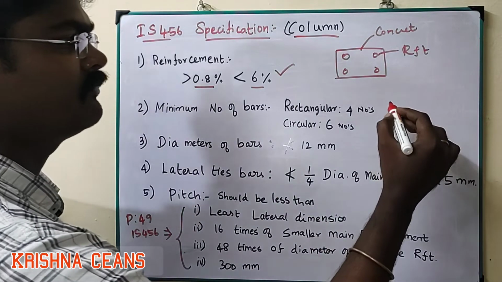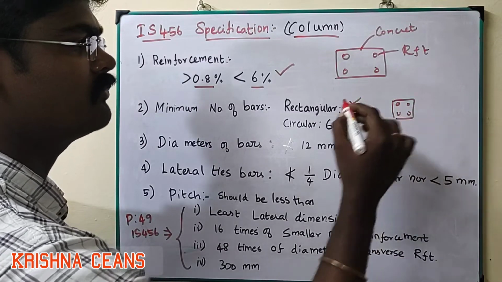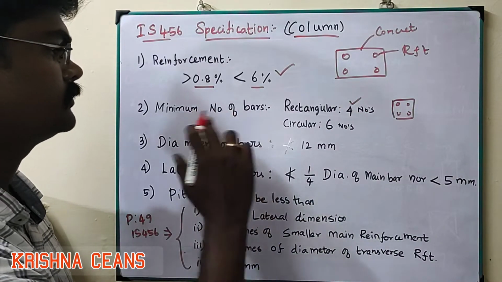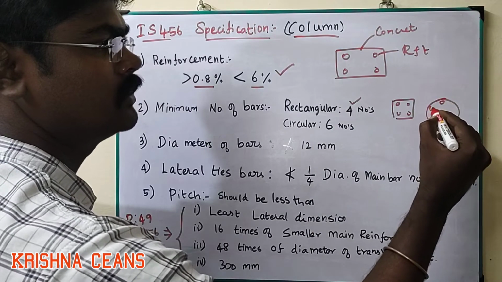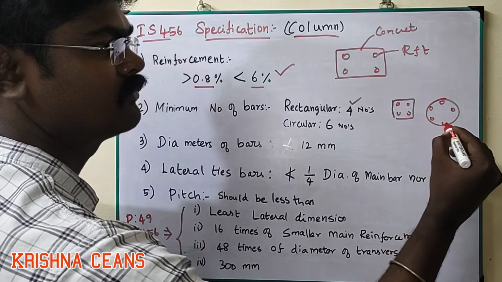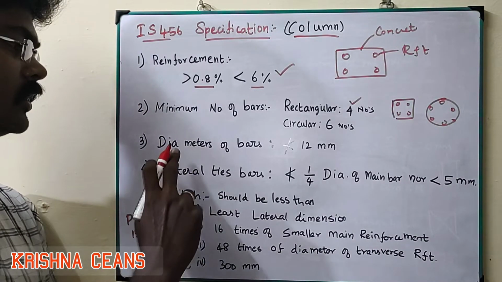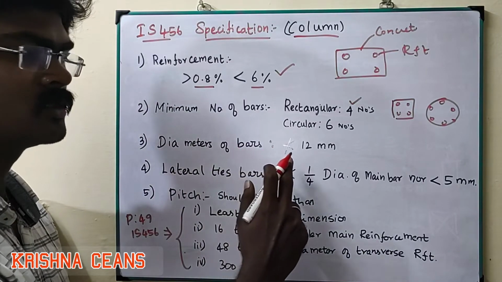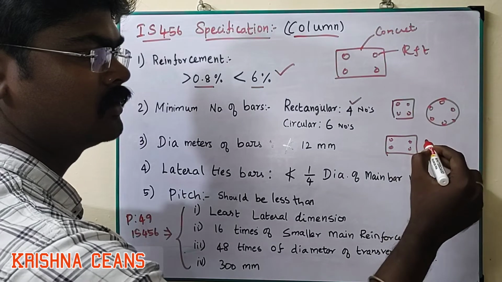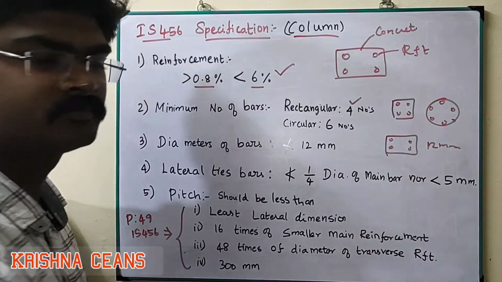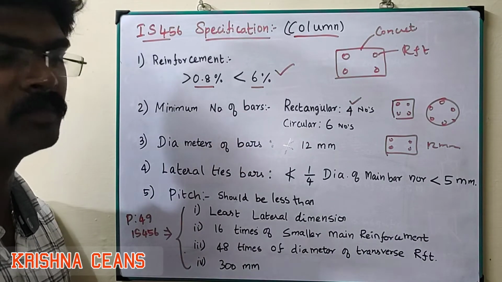If it is rectangular, we have to use a minimum of 4 bars. In the case of circular, we have to use at least 6 bars. Those are the conditions. The third one, diameter of the bars: we have to use at least 12 mm diameter bars. We should not use less than 12 mm; we have to use 12 mm or more.